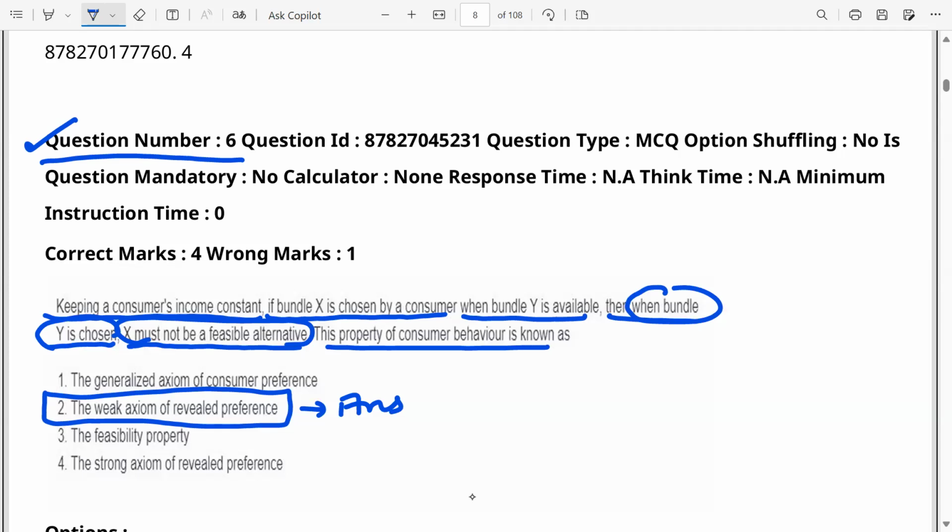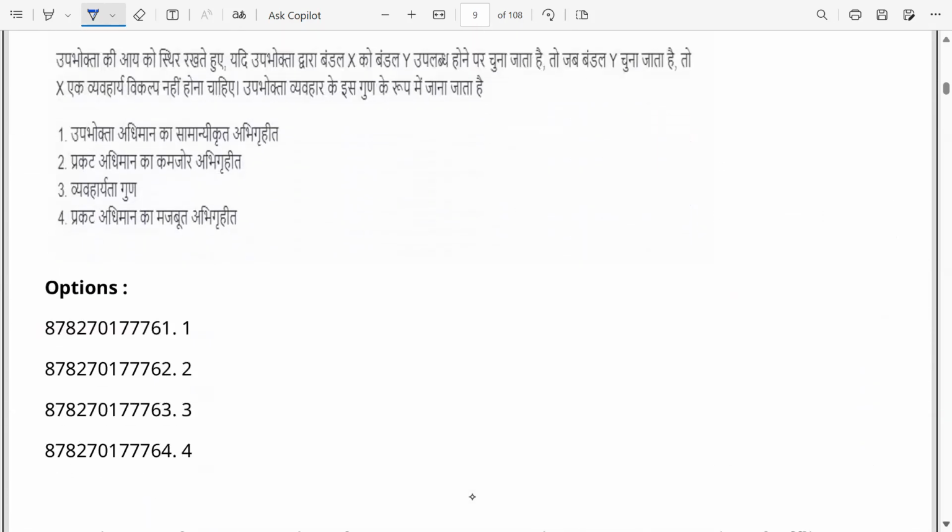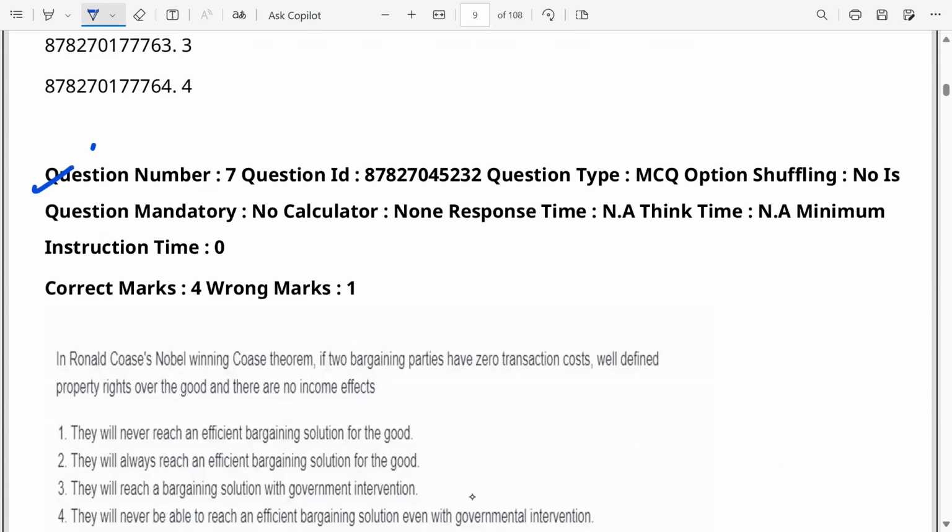So I stop in this particular lecture. We have discussed till question number 6 in this lecture. In the next lecture, I'm going to start with the discussion of question number 7.